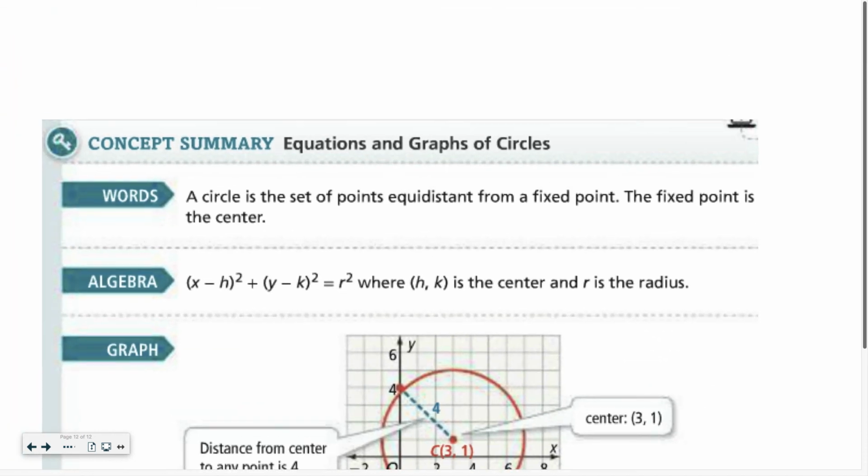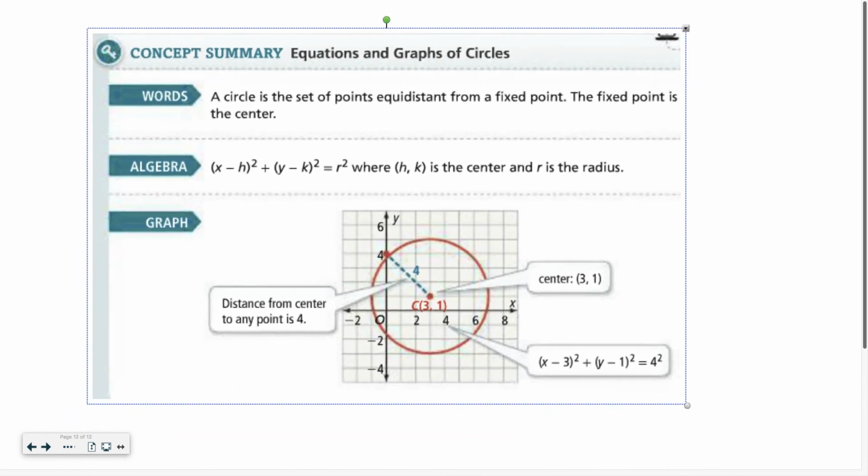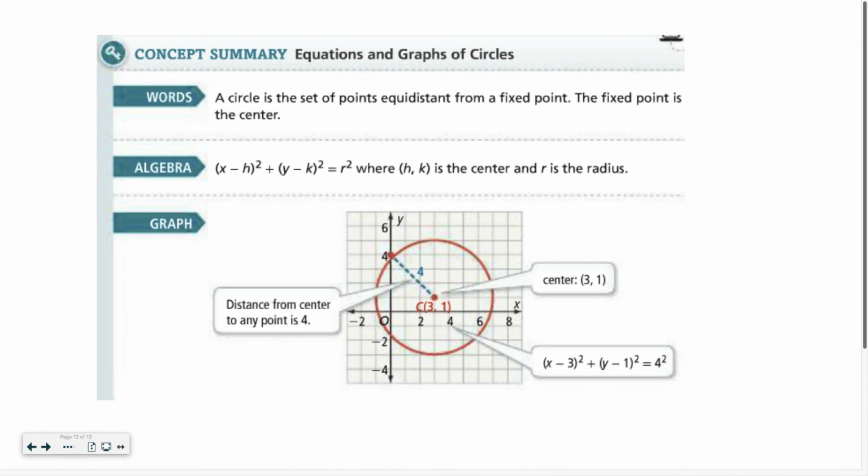Here is the last slide for you. We have the concept summary. The main takeaways that I need you to make sure you memorize include the equation for a circle, knowing where the center is, and dealing with the radius. You also need to be able to make sure you can graph a circle.